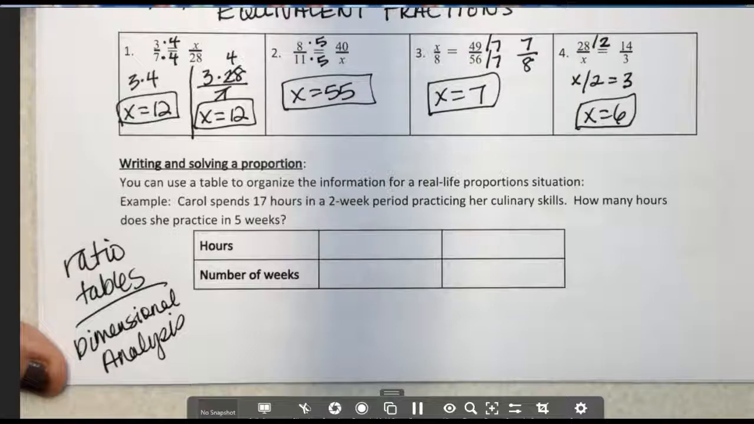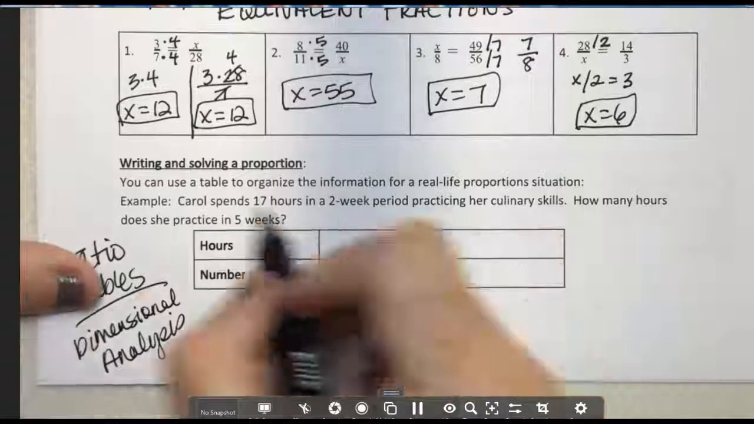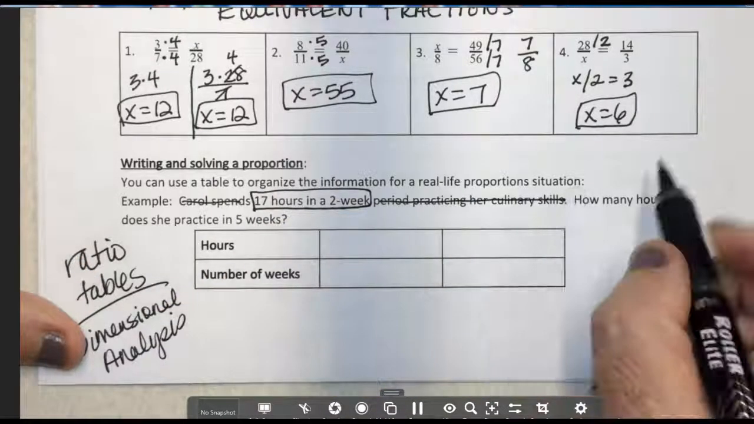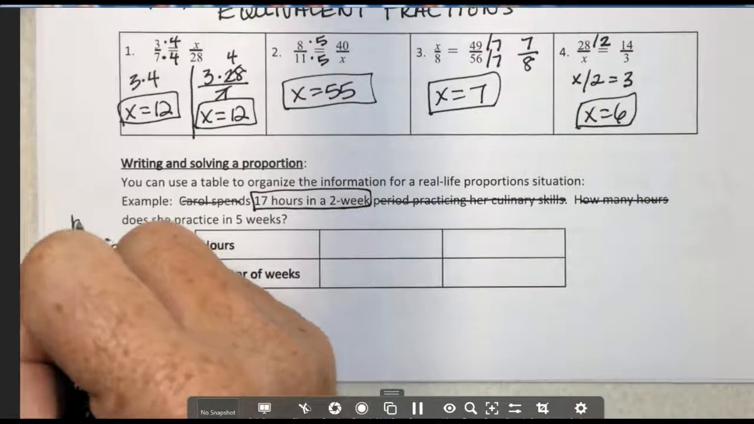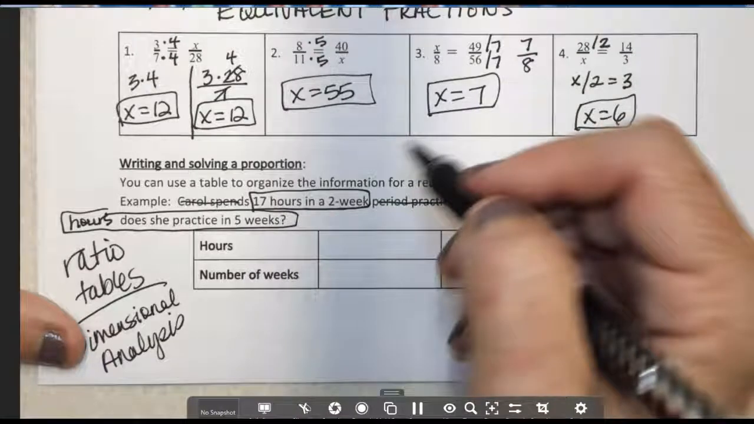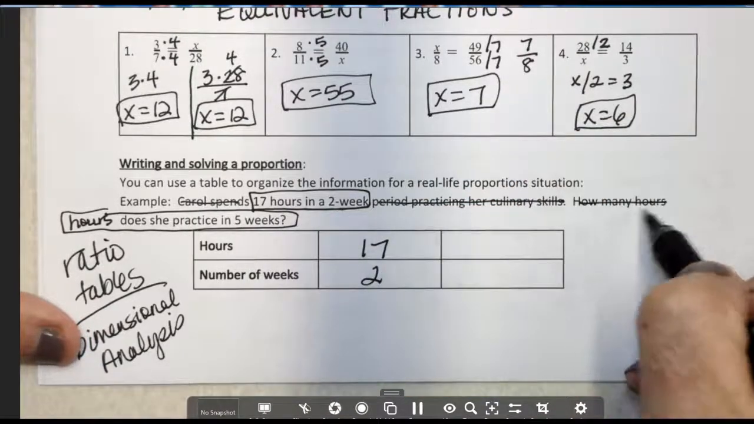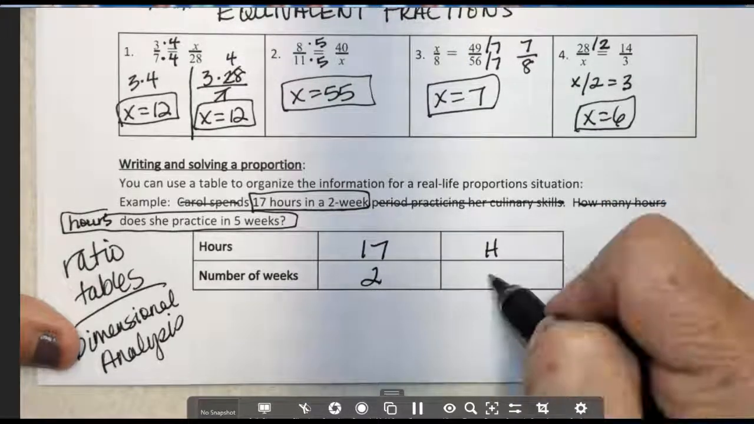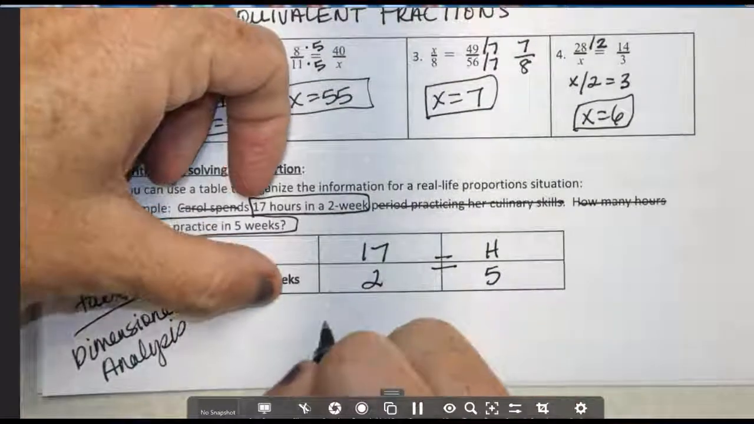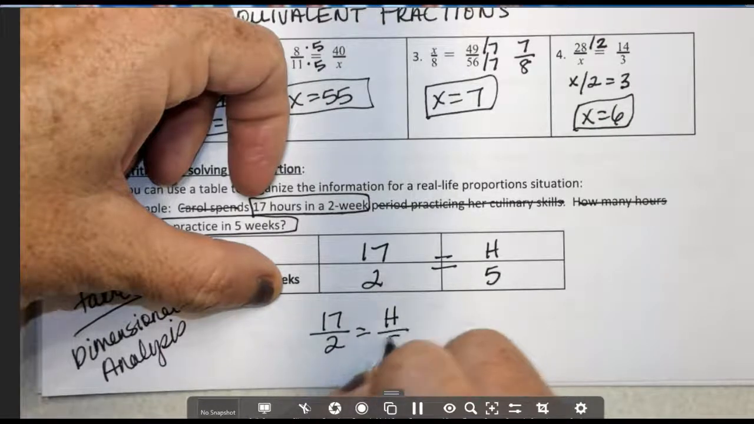So, for example, Carol spends 17 hours in a 2-week period practicing her culinary skills. How many hours does she practice in 5 weeks? So, let's see the information that we need. So, 17 hours in a 2-week period practicing her culinary skills. How many hours does she practice in 5 weeks? So the one that we know, she does 17 hours in 2 weeks. We're trying to find how many hours, so we don't know that, so let's use H, does she practice in 5 weeks? Well, right there is where you can set up your proportion, because you know that these have to be proportional to each other if she's using, on average, the same amount of practice time. Okay? So if you write that as a fraction, you would have 17 over 2 equals H over 5.